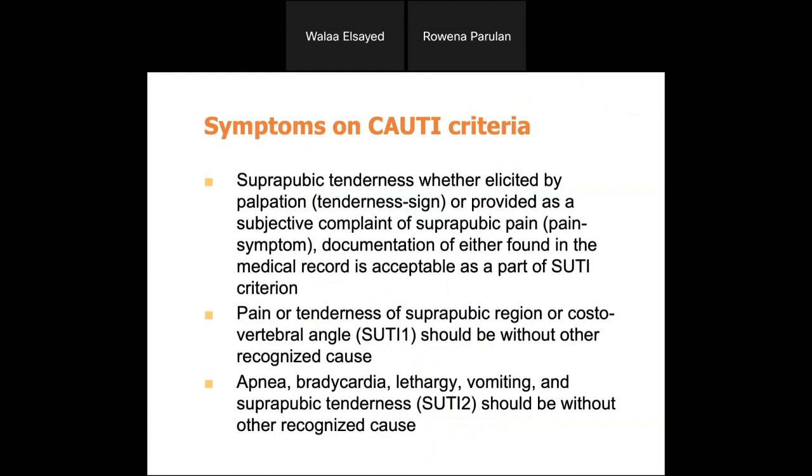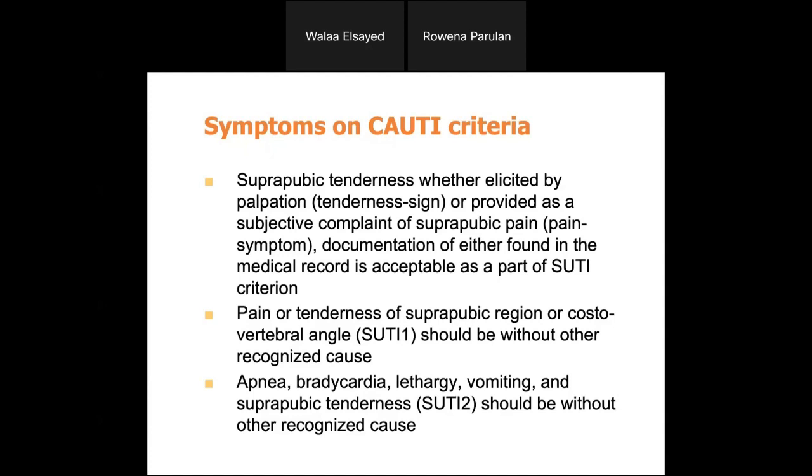Now, let us discuss in brief the symptoms of the CAUTI. Suprapubic tenderness, whether elicited by palpation or provided as a subjective complaint by the patient, should be documented very clearly in the medical record. It is acceptable as a SUTI criterion. That is, there should be very clear documentation which proves that the patient complained of suprapubic tenderness, or there were signs of pain when palpating, and it is clearly documented. We can consider it as a symptom.